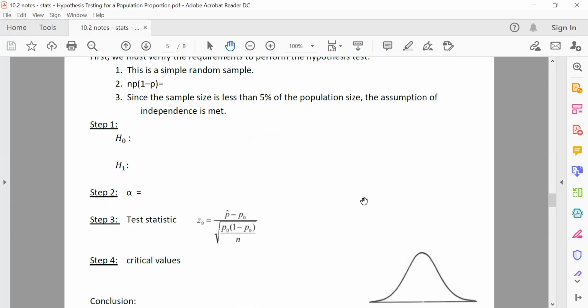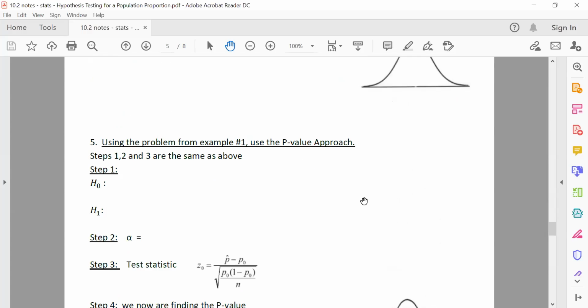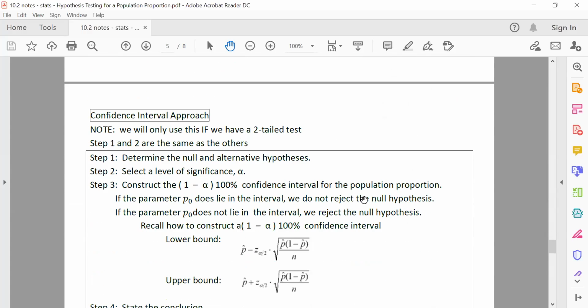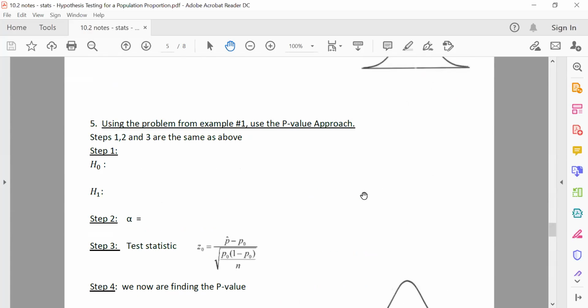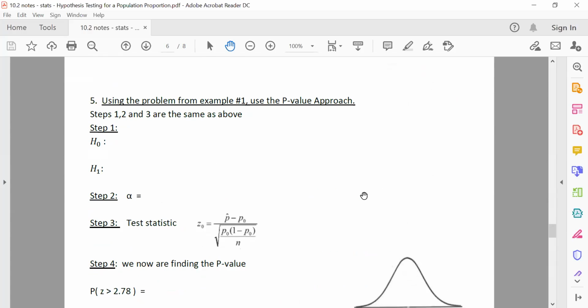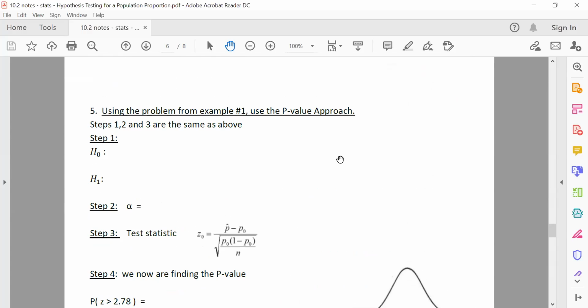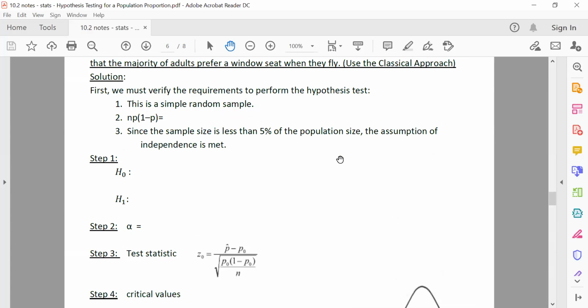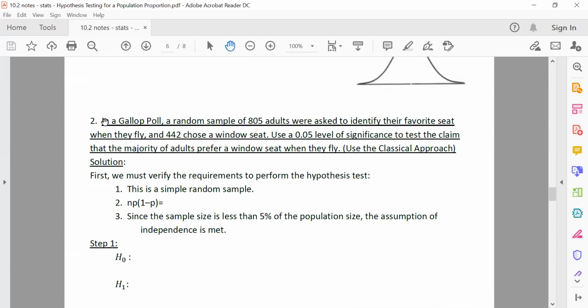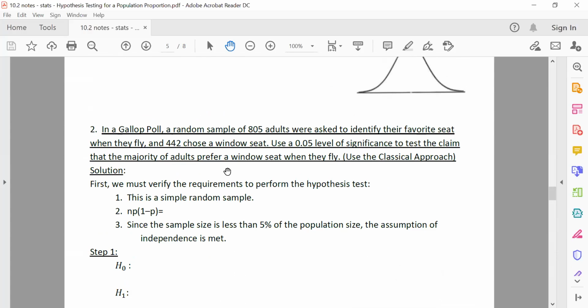We already ran a right-tailed test. So let's actually skip over that one. We're not going to look at the confidence interval approach. Let's change this one up a little bit so we can work it. Let's say instead of that a majority of adults will prefer a window seat, we'll say that the proportion of adults who prefer a window seat is different from 0.6. So I'll take care of that.